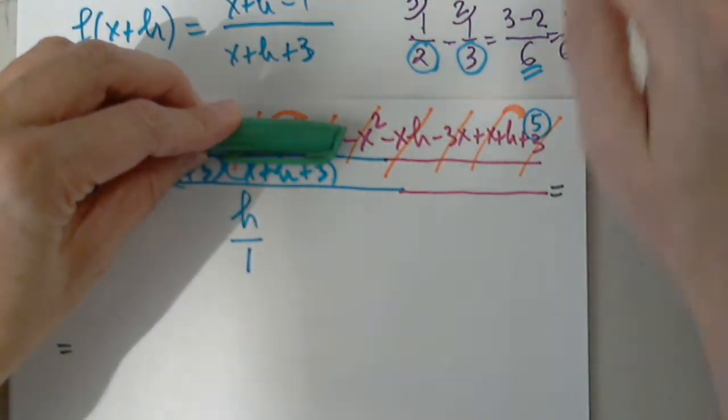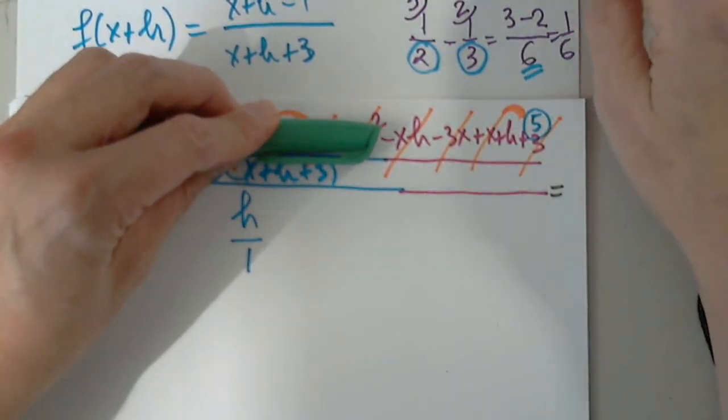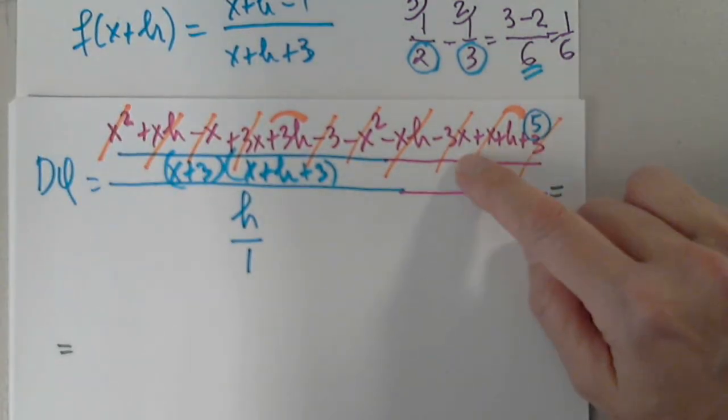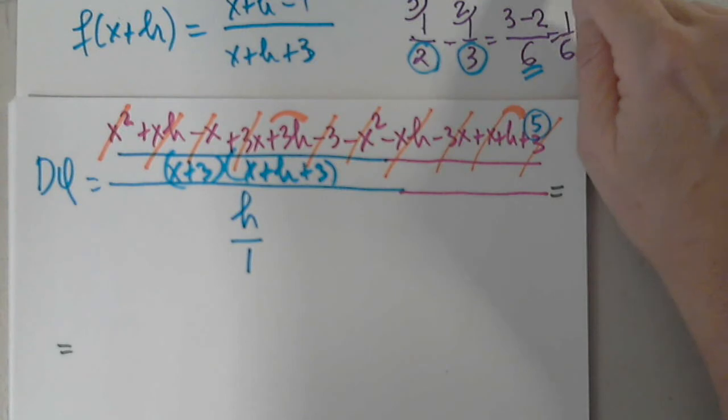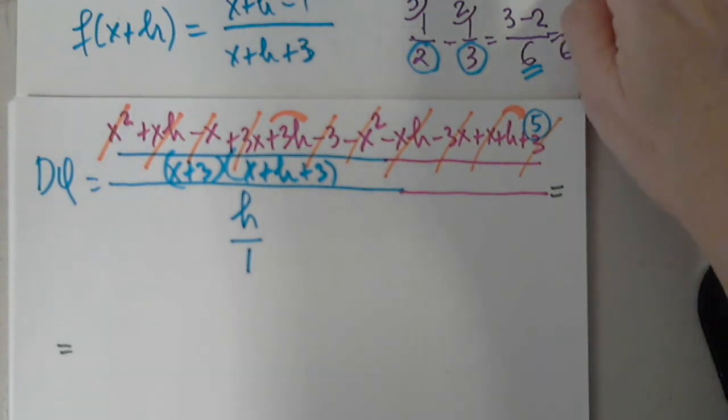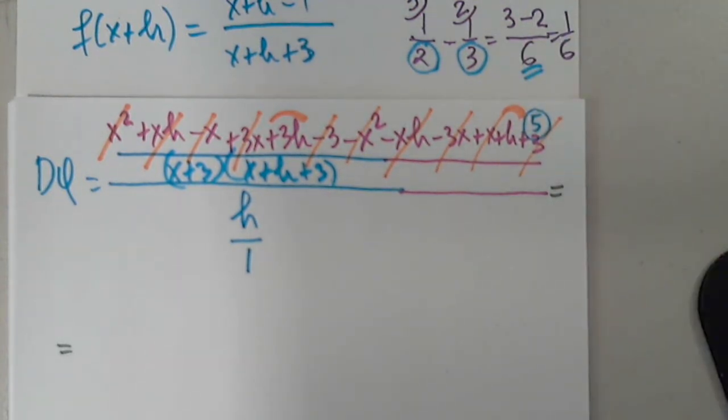Now negative x times x is negative x squared. Negative x times h is negative xh. Negative x times 3 is negative 3x. But now I have minus and minus, and that changes into plus. 1 times x is positive x. 1 times h is positive h. 1 times 3 is positive 3. So far, so good?